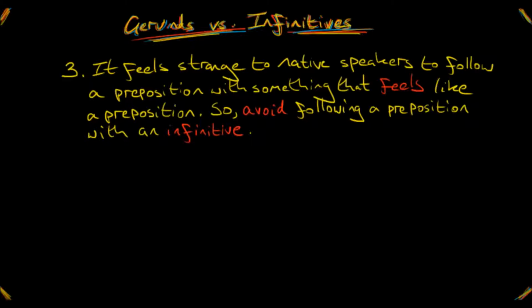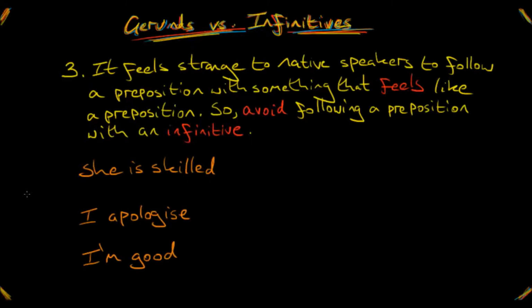But nonetheless, that word "to" in an infinitive still kind of feels like a preposition. So let's take a look at some examples. If we've got, for example, "she is skilled," "I apologize," and "I'm good," which preposition attaches itself to these verbs? Let's get those done now. She is skilled at something.